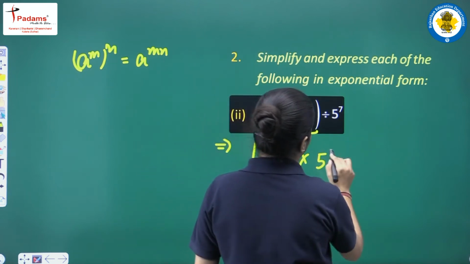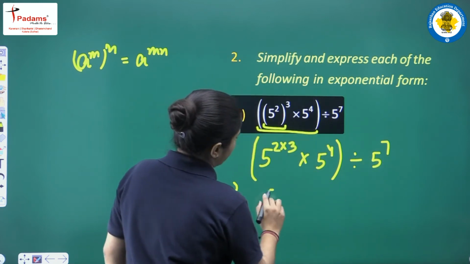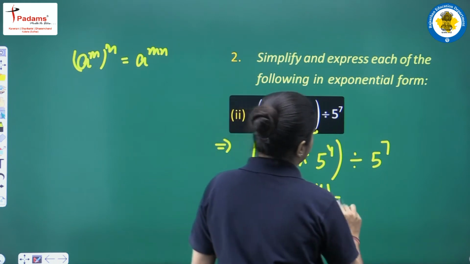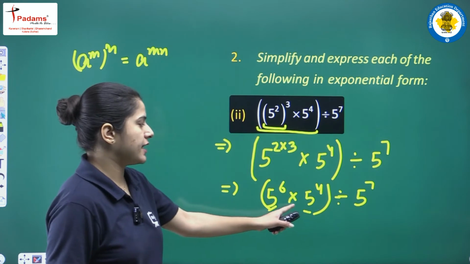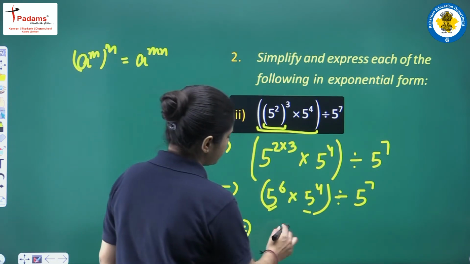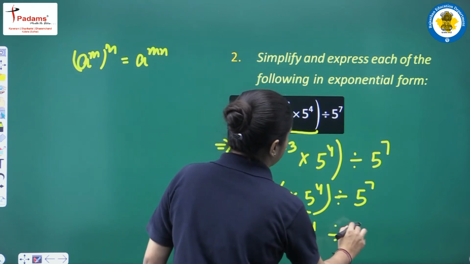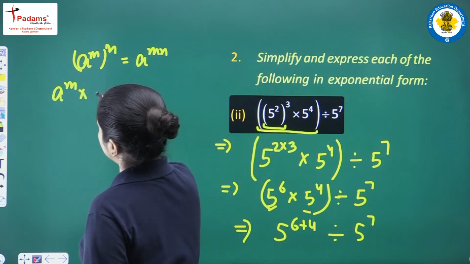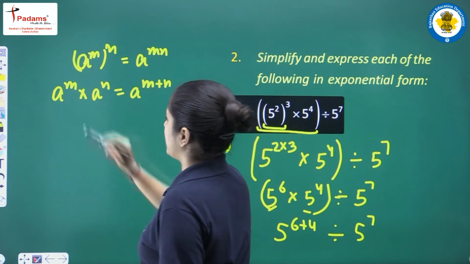into 5 raised to power 4 divided by 5 raised to power 7. So 5 raised to power 6 into 5 raised to power 4 divided by 5 raised to power 7, right? Now the base is same, multiplication is there, then we need to add the powers, right students? 5 raised to power 6 plus 4, okay, divided by 5 raised to power 7. What we have done, we have used this formula, okay? When the base is same, powers are added if multiplication is there.